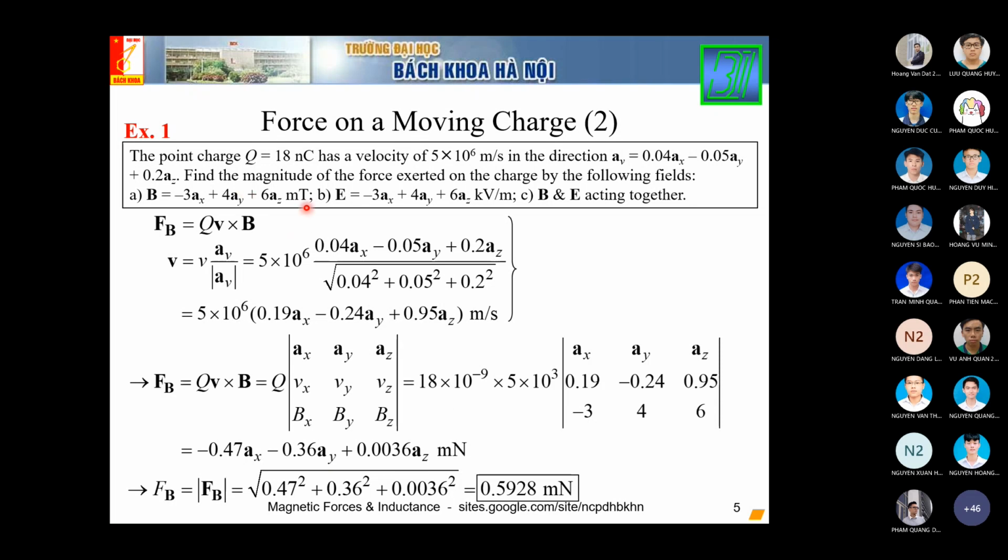Please notice that from now on, normally the unit of B is millitesla. Okay, look at this. It is millitesla. It is not Tesla. Any question?